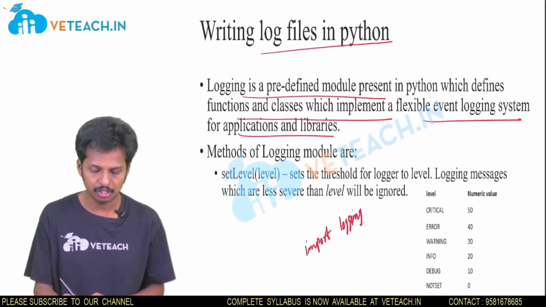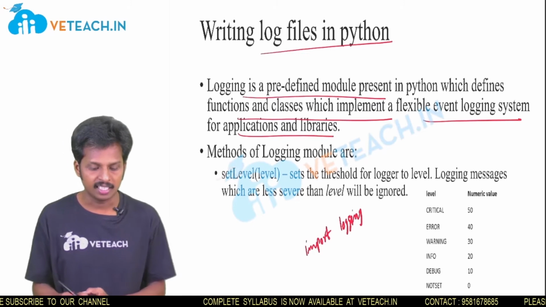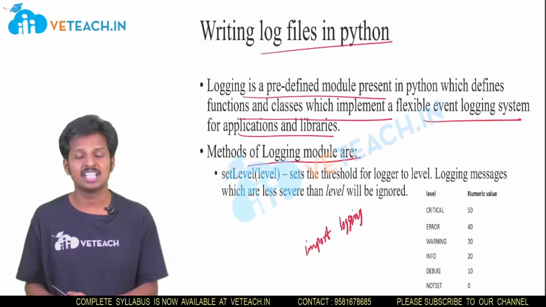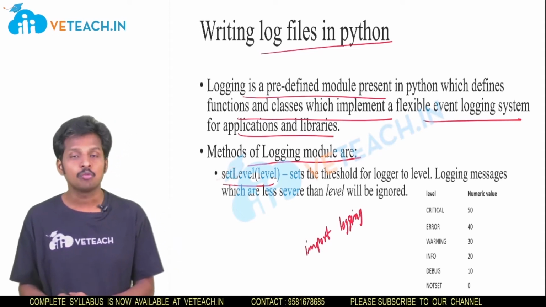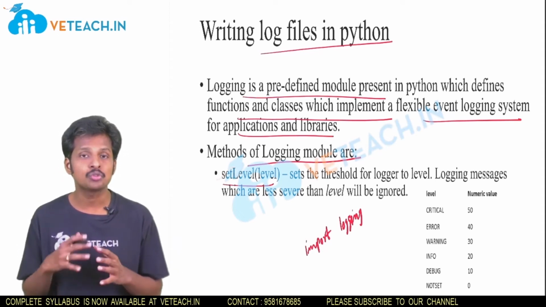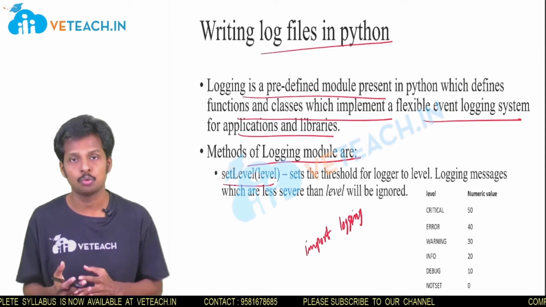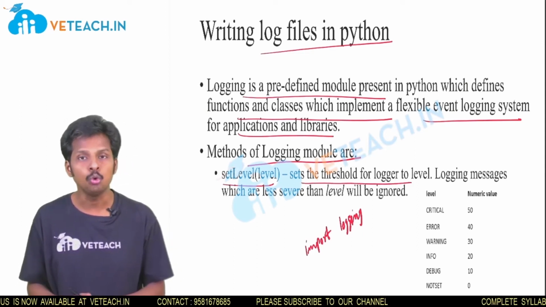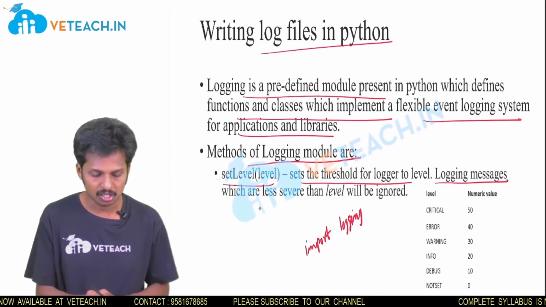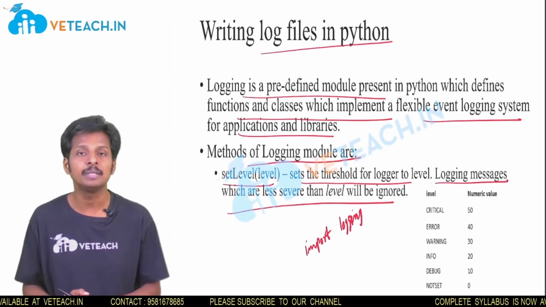Is the first thing you need to write in your program. And then the different methods that are present in the logging module are, the first thing is setLevel. What is the purpose of this setLevel? It is used to set a level for the message that you want to print to the log file. Sets the threshold for the logger to level. Logging messages which are less severe than level will be ignored.